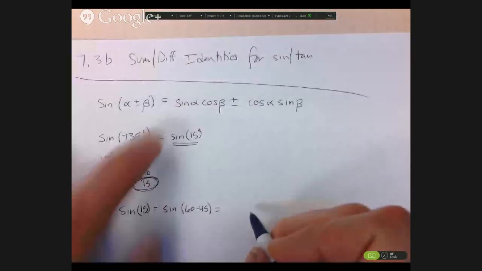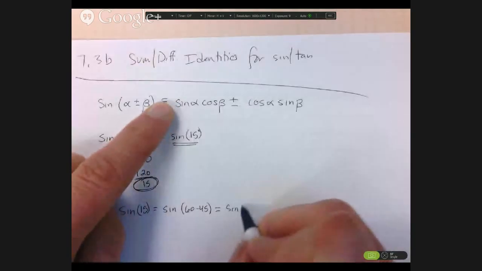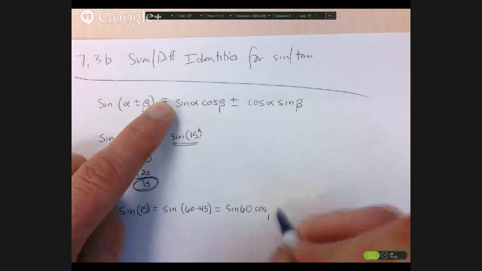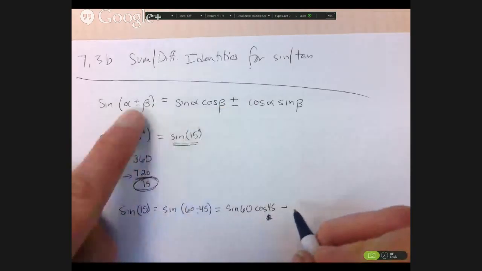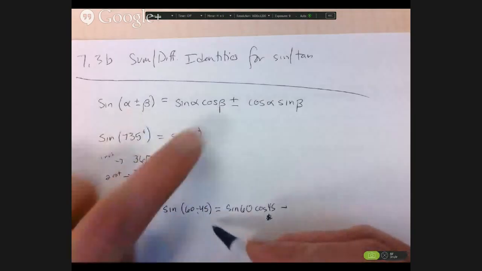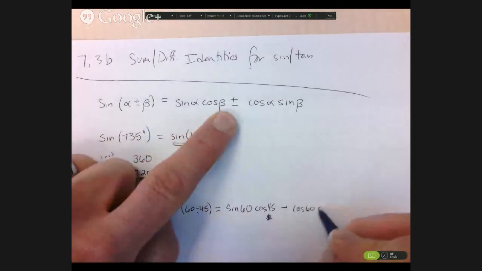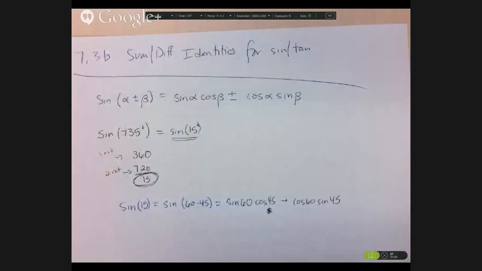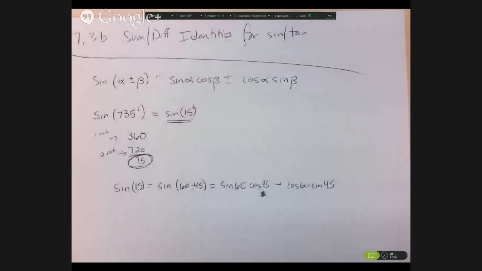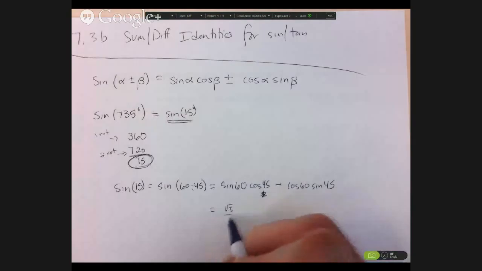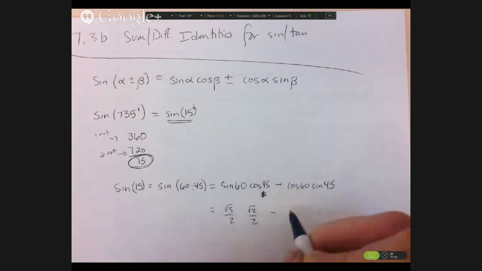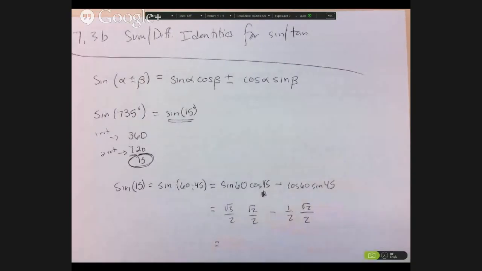So I've got to use my formula here. I have sine 60, cosine 45, and it's minus. 60 minus 45 is 15, so I've got to use minus on this side. Cosine 60, sine 45. And it's root 3 over 2, root 2 over 2, 1/2, root 2 over 2. Check me on those.